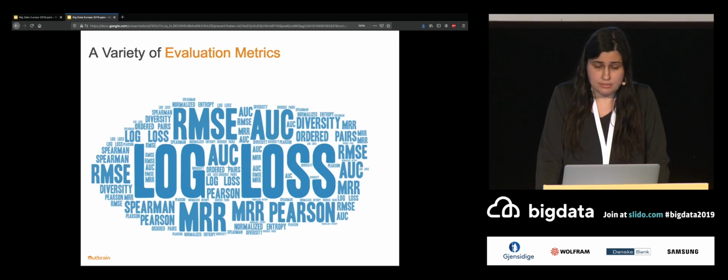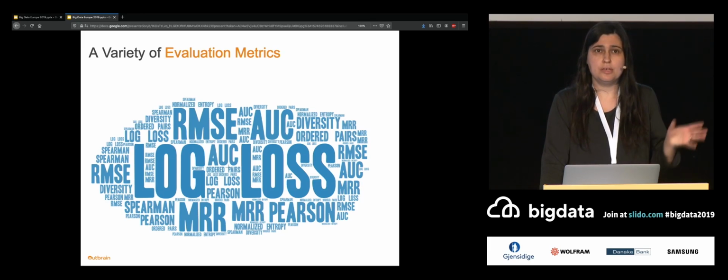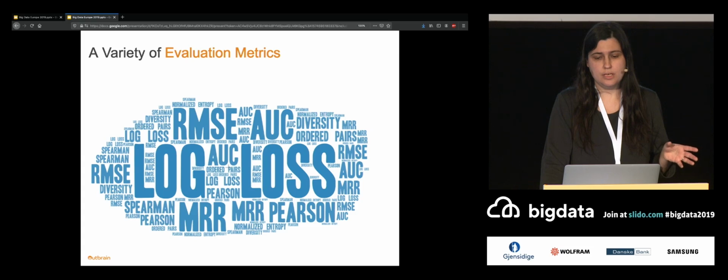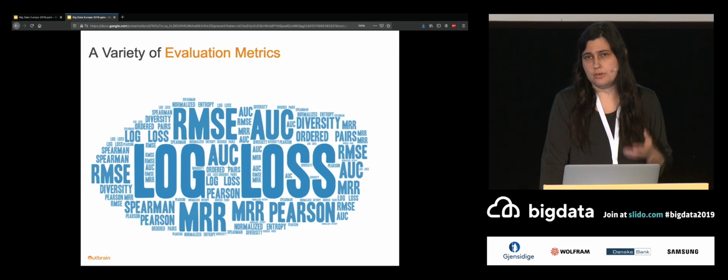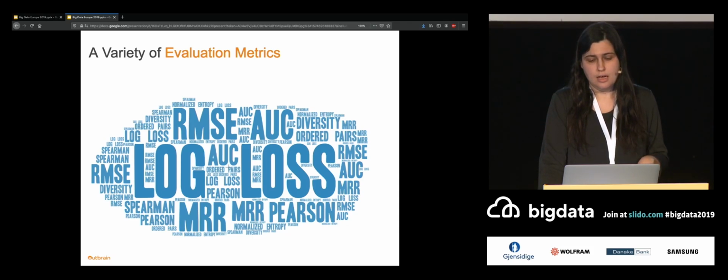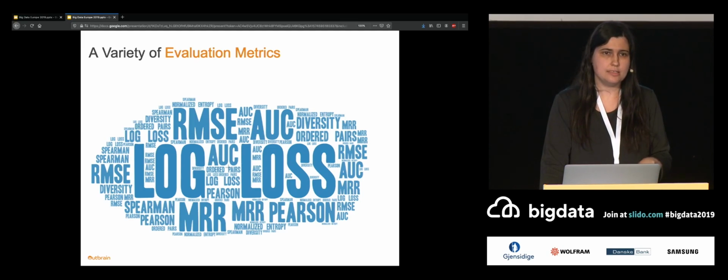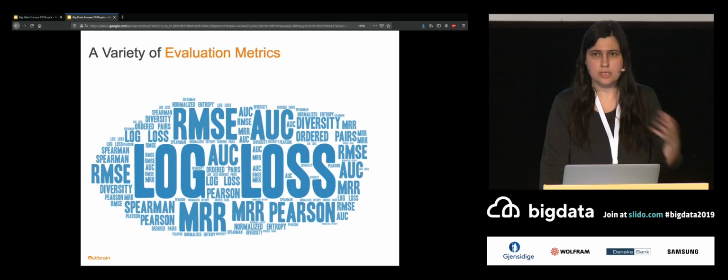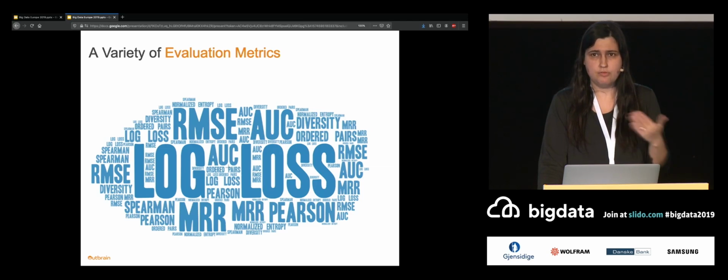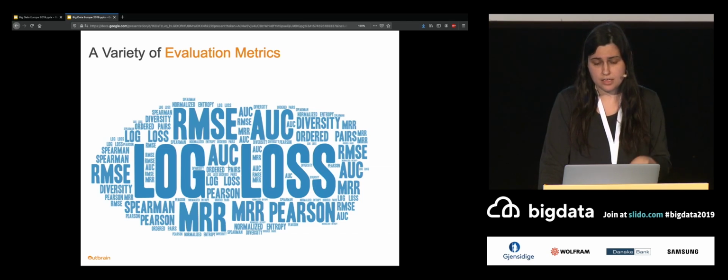A second example of a component that may take a lot of your time would be evaluation. For example, at Outbrain, we have over 15 evaluation metrics. These metrics are of different types. We have more classical metrics like log loss, RMSE, and AUC to check the accuracy of our models. We have metrics which are more associated with recommendation systems and rankings, such as mean reciprocal rank.